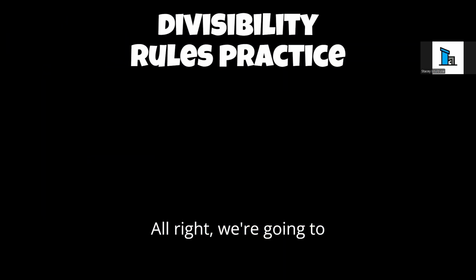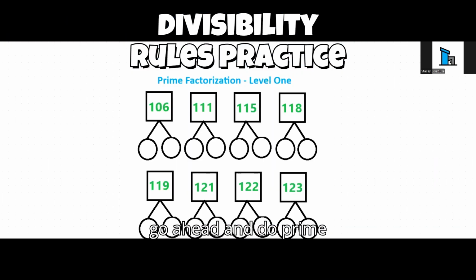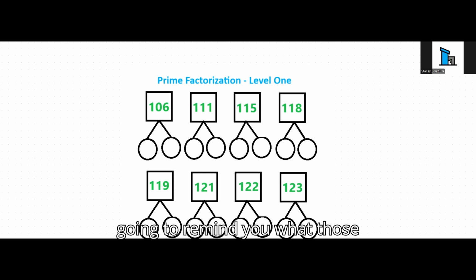All right, we're going to go ahead and do prime factorization level 1. Level 1 just means that we have exactly two factors that make up this composite number that we want to find. So in order to find them, we are going to need to use our divisibility rules, okay? And so as we go along, I'm going to remind you what those divisibility rules are.